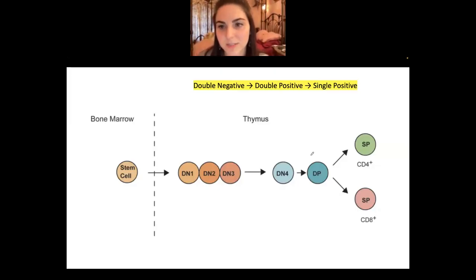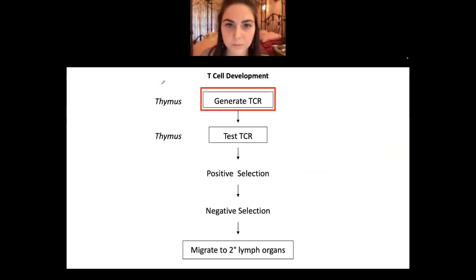And then it'll turn into a single positive. So it'll either be CD4 positive or CD8 positive. That's your single positive T cell. So this is the general scheme: double negative, double positive, single positive. We're going to go into details of that, but just keep that in mind.